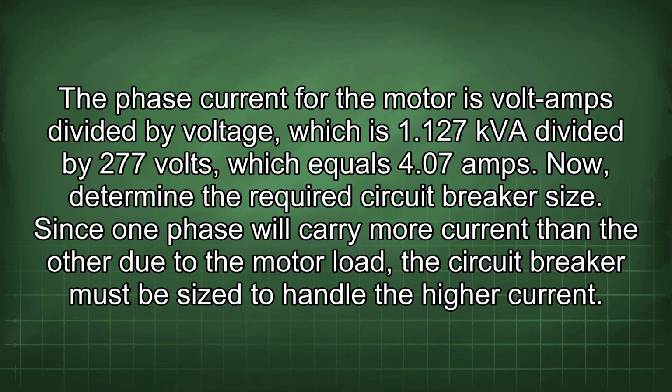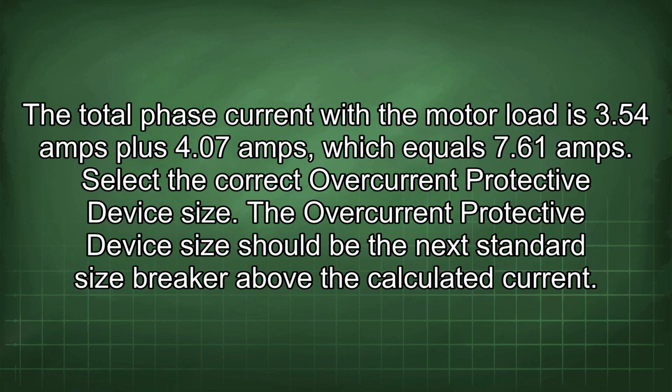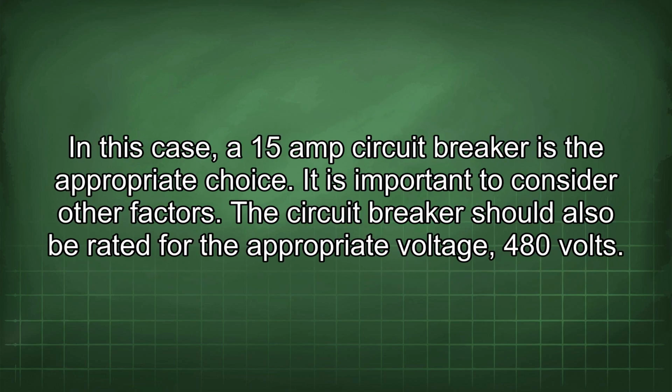Since one phase will carry more current than the other due to the motor load, the circuit breaker must be sized to handle the higher current. The total phase current with the motor load is 3.54 amps plus 4.7 amps, which equals 7.61 amps. Select the correct overcurrent protective device size. The overcurrent protective device size should be the next standard size breaker above the calculated current. In this case, a 15 amp circuit breaker is the appropriate choice.